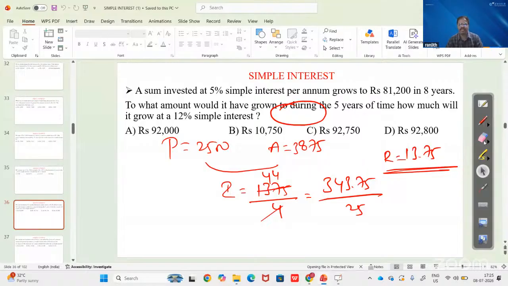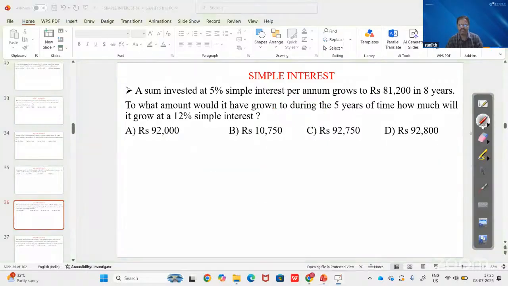So what is the answer here? Next question. Anyone?